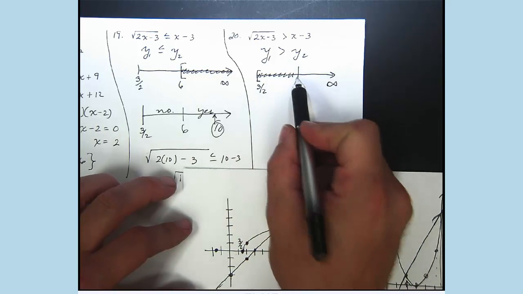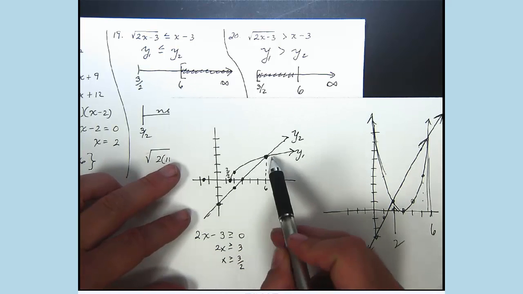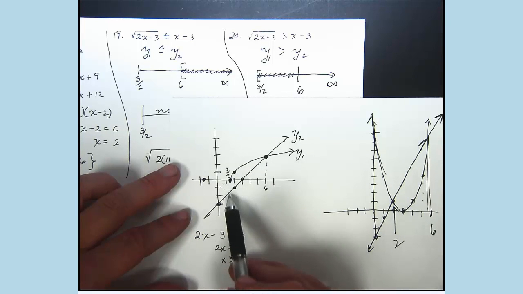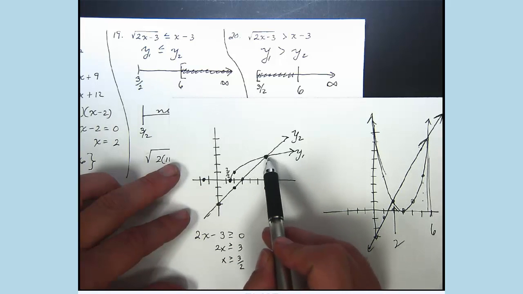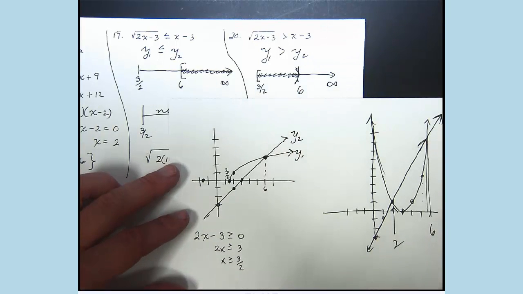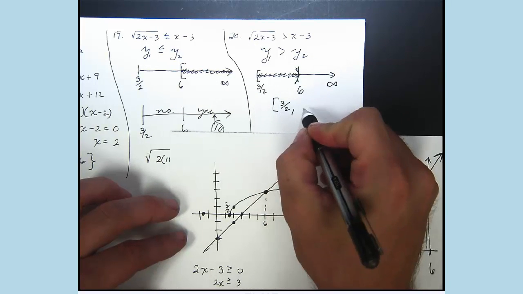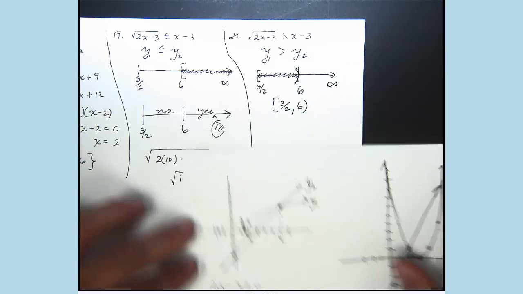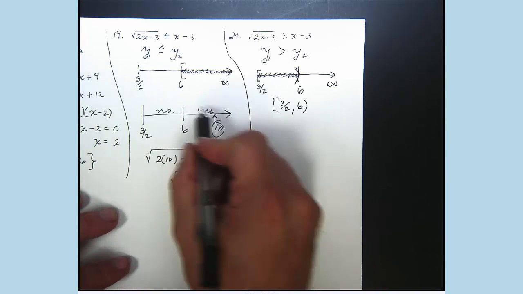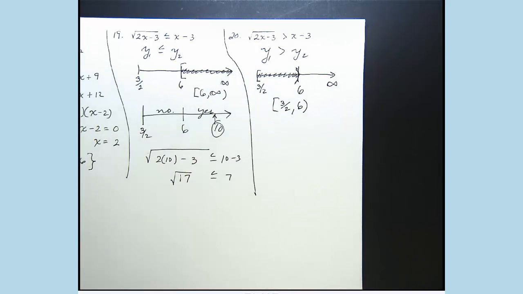Now the question is, can I include 6 this time? I'm looking where y1 is greater than y2. At 3/2, y1 is above y2. At here, it's above, it's above, it's above, it's above. It's equal to. At 6, they're equal. I cannot include this. So my answer here would be 3/2 to 6 with a parenthesis. And actually, I failed to put the answer here. It was 6 to infinity. So that's how you do those.